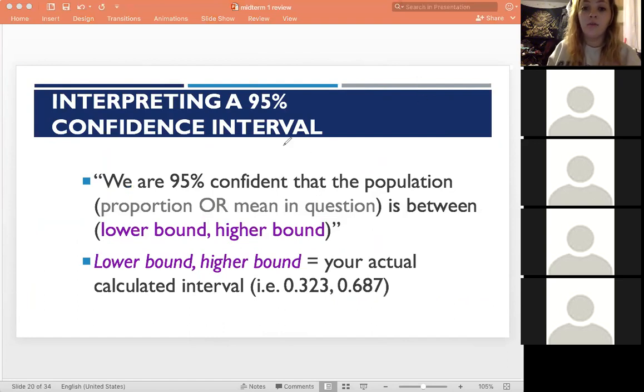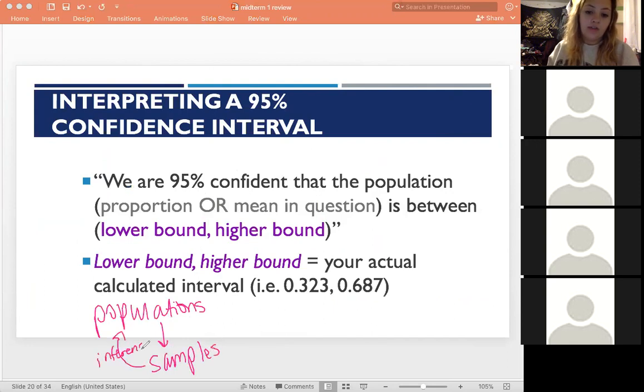Okay, so after we get that confidence interval, we're not done yet. We want to make sure we interpret it and see what it actually means. Remember, we have our populations, but it's always hard to get information from the entire population. That's why we take samples, and these samples are used to make an inference about the population. We talked about that at the beginning.